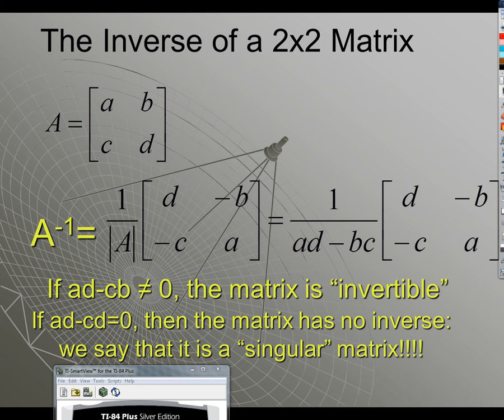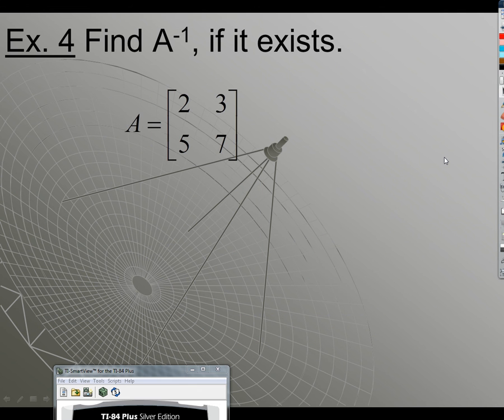Now it's possible that the determinant will give you back a number 0, but I can't divide by 0, right? So if it turns out that the determinant, AD minus BC, is equal to 0, then the matrix has no inverse. Okay? And we say it's a singular matrix, has no inverse. That can happen. I have a really slick trick for us to get around that, though. We'll get to it, not today.